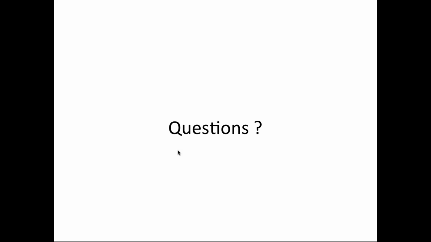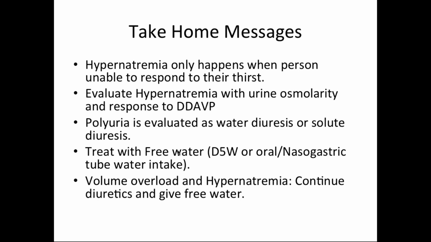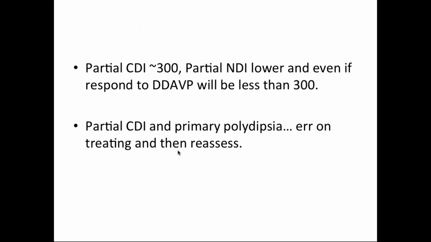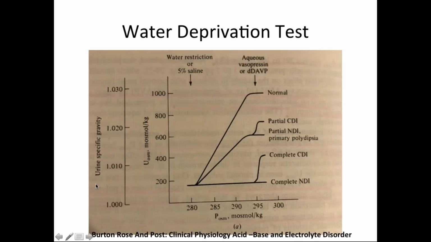So the way to do it is specific gravity would work for the water deprivation test. In the slides that I had, there is specific gravity. Let me come back to that slide as well. On the leftmost column is urine specific gravity. So you could use that as a surrogate for urine osmolarity. For plasma osmolarity, you could use the serum sodium and just multiply by 2 and use that as a surrogate.